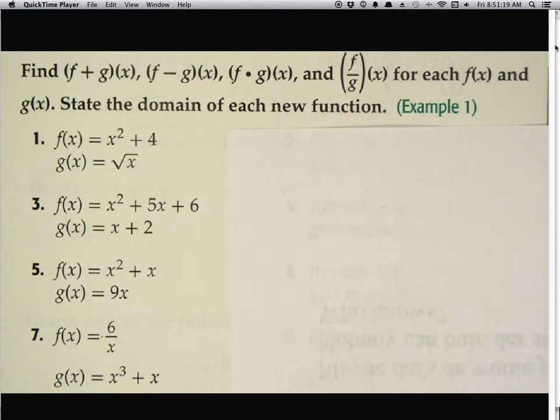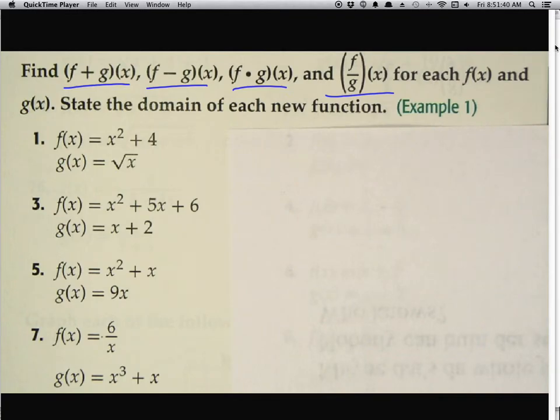So on number one, I have two different functions. I have the function f of x and I have the function g of x, and it wants me to perform these four operations at the top up here. It wants me to find that, this, and that. So, if I'm going to find f plus g of x, what do you think I need to do?